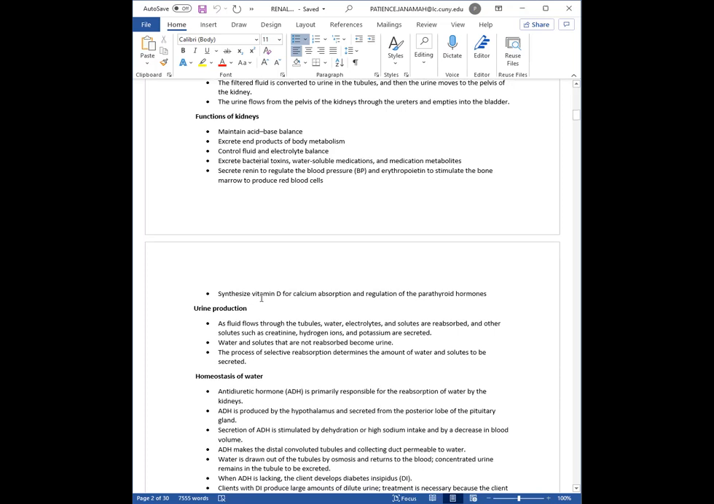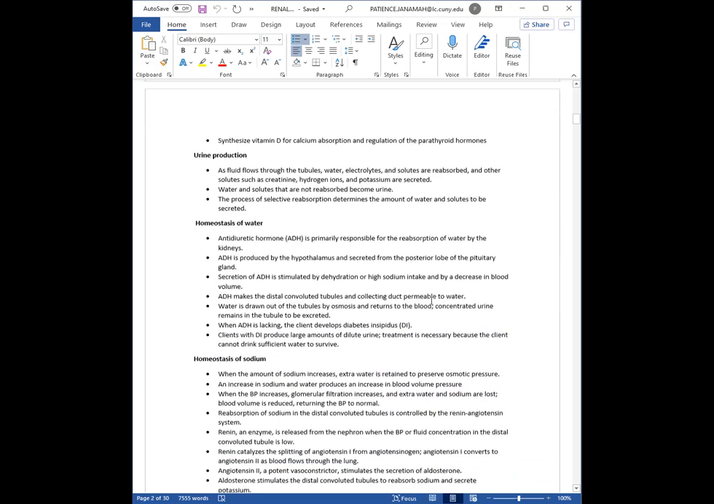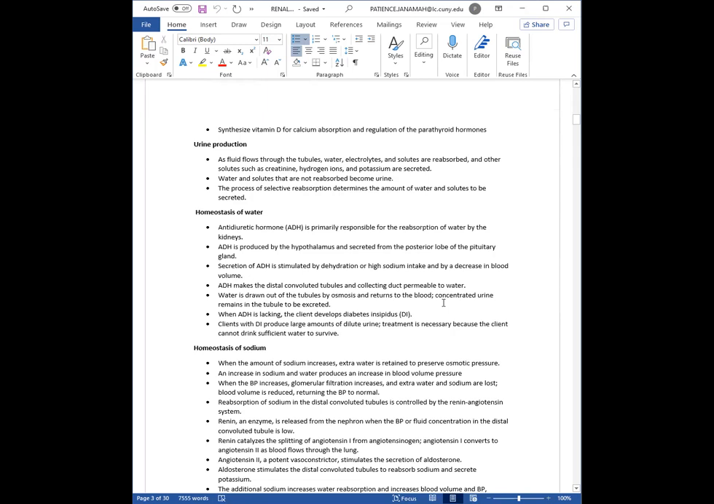It also synthesizes vitamin D for calcium absorption and regulation of parathyroid hormone. Now I finished the urine production. I had explained it. Let me just read this out.